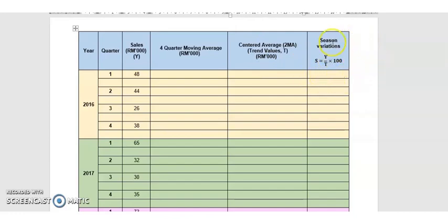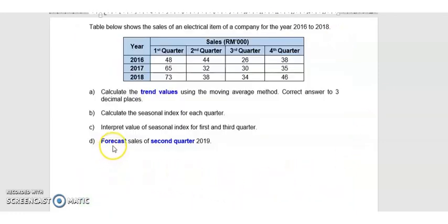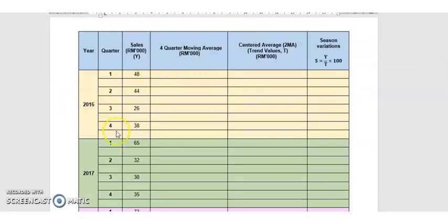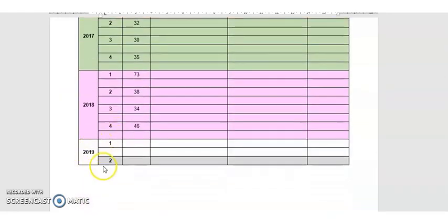Why do we need to calculate seasonal variations? Because we want to predict or forecast. If you look at question D, the forecast question, it asks you to forecast the second quarter of 2019. The data that we have is until 2018, so we need to forecast the second quarter of 2019. So for this table, you continue until the second quarter of 2019.